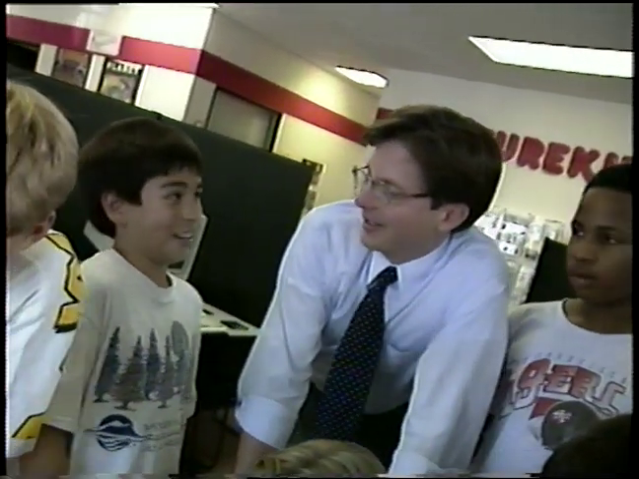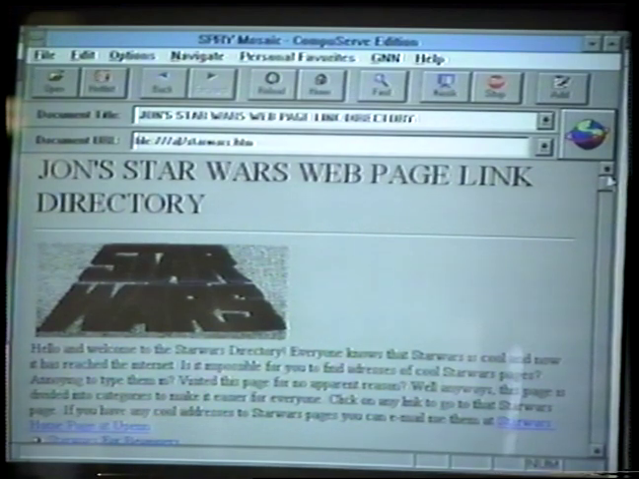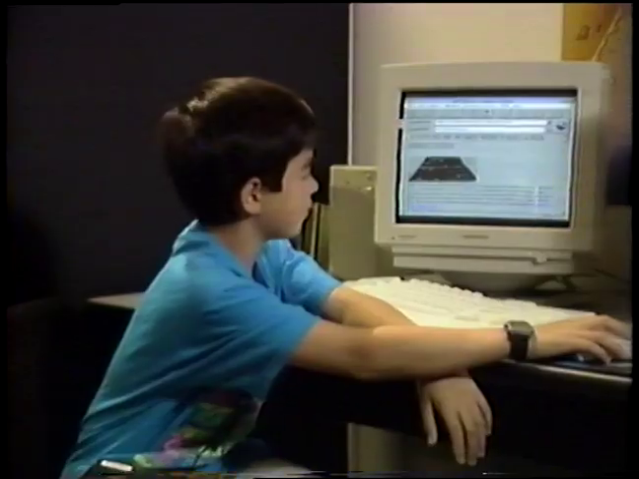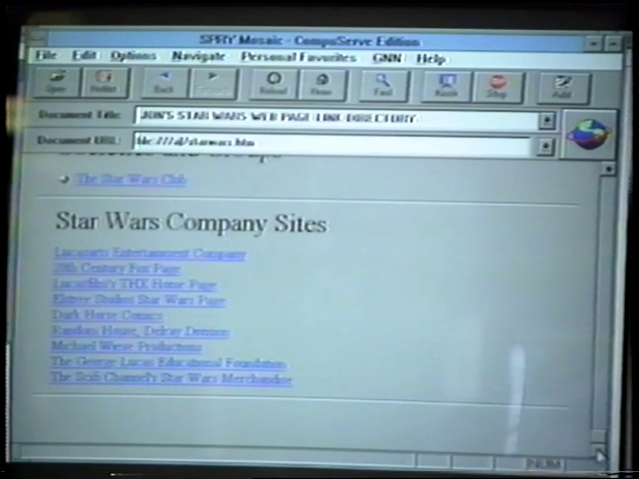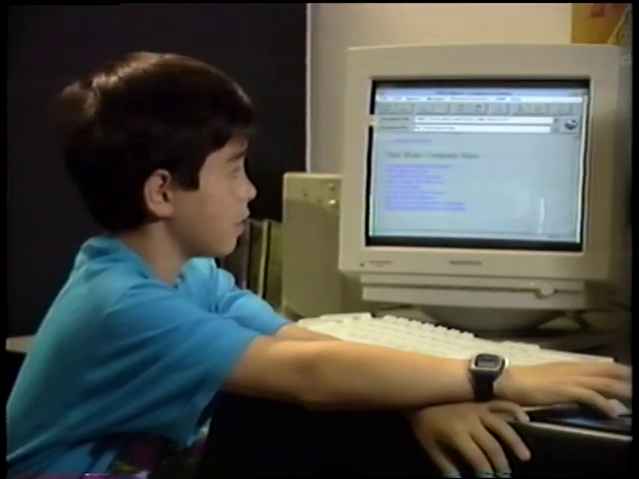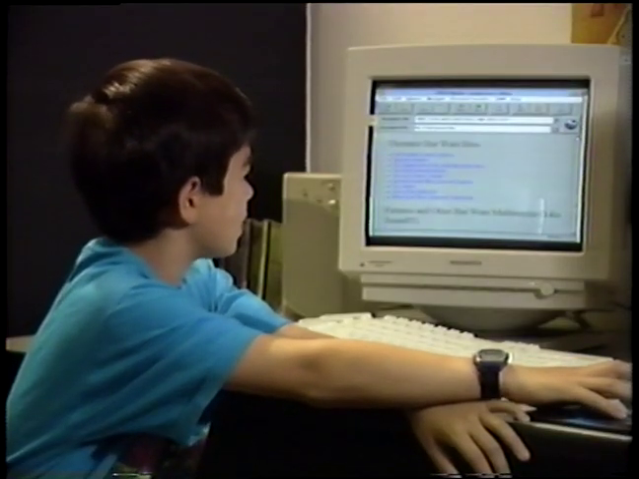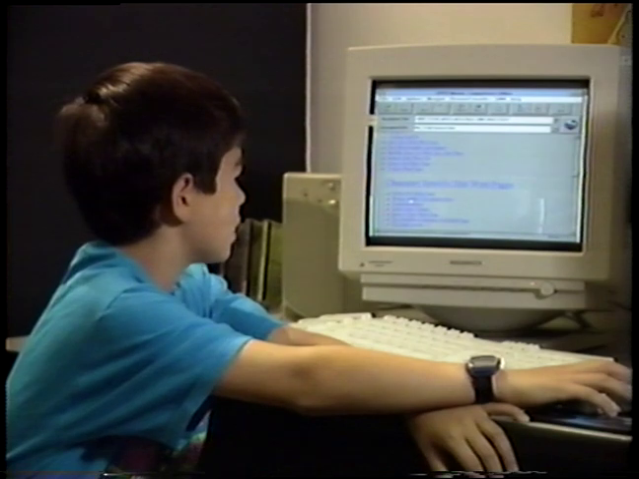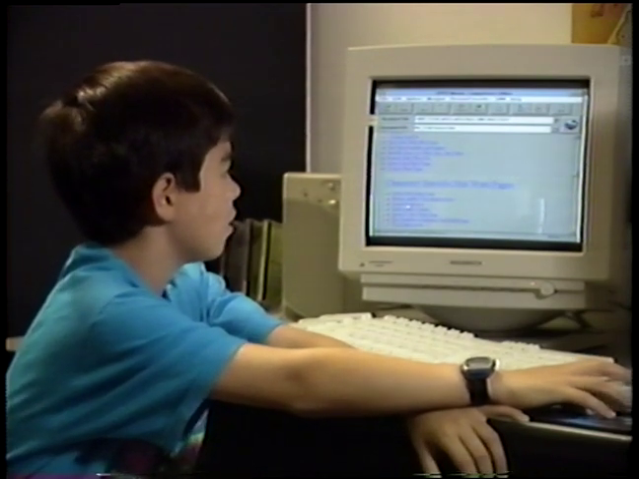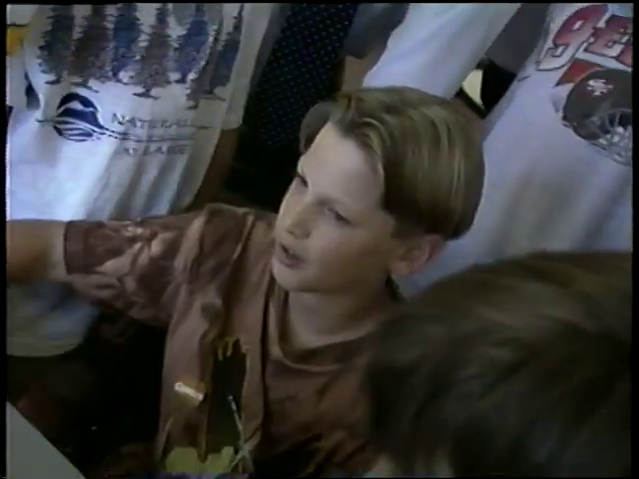About 100 or so. Well, this is my World Wide Web page I've constructed, and what it is basically is a directory of Star Wars links. You could go to the LucasArts Company homepage, 20th Century Fox homepage, THX Sound homepage, or maybe if you are interested in some specific characters, you could go to the Boba Fett homepage, the Wedge Antilles, the Unsung Hero homepage, or a homepage about Yoda. What's hypertext?